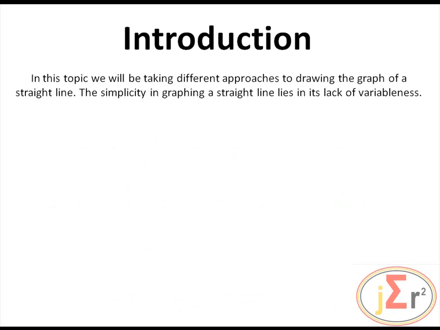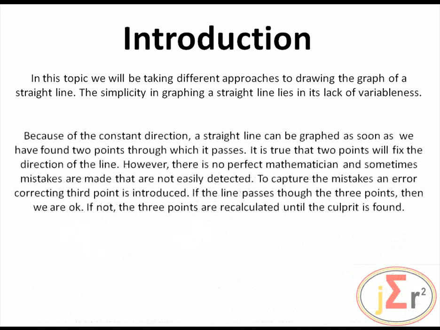The simplicity in graphing a straight line lies in its lack of variableness. Because of the constant direction, a straight line can be graphed as soon as we have found 2 points through which it passes. It is true that 2 points will fix the direction of a line. However, there is no perfect mathematician, and sometimes mistakes are made that are not easily detected. To capture the mistakes, an error-correcting third point is introduced.